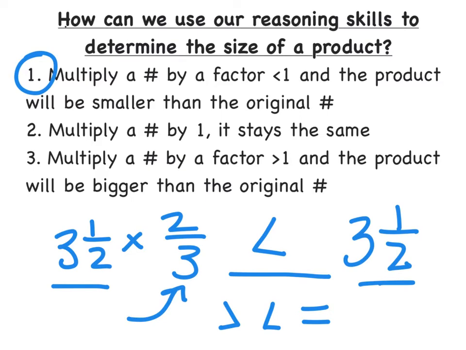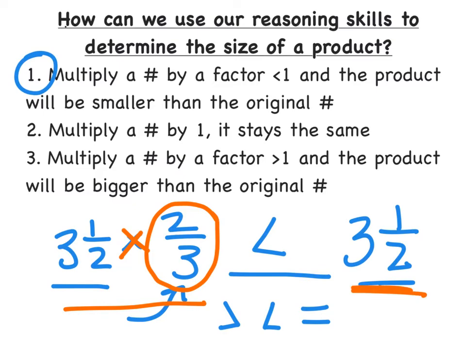The reason this is true is because when you multiply by something less than 1, in this case 2/3, you are taking part, 2/3 is a part of a whole. I'm taking part of, remember times means of, I'm taking part of 3.5. So I'm going to end up on this side with something less than I started with, less than 3.5.